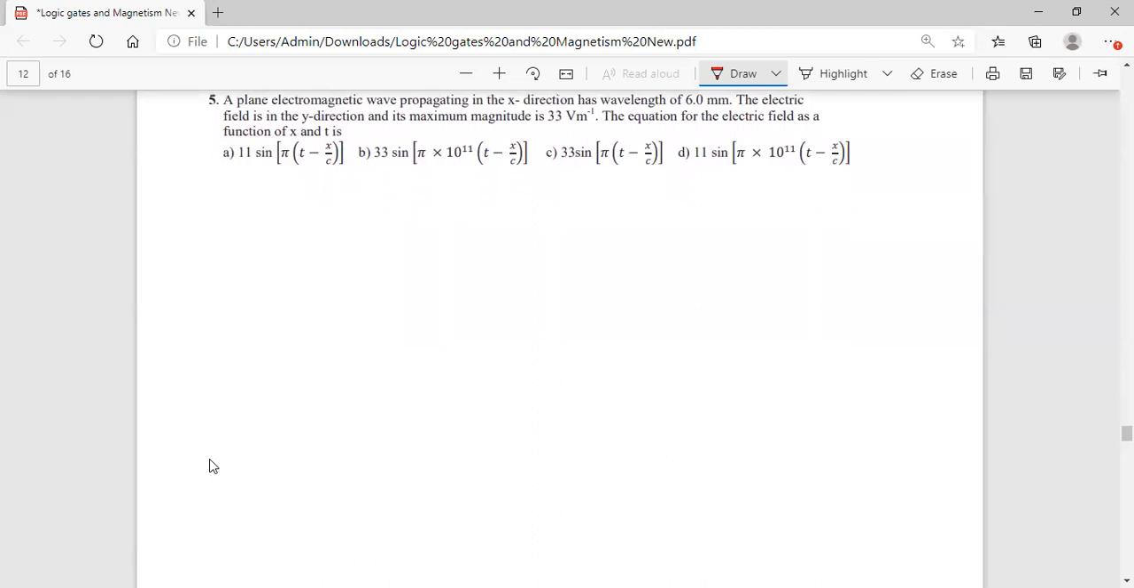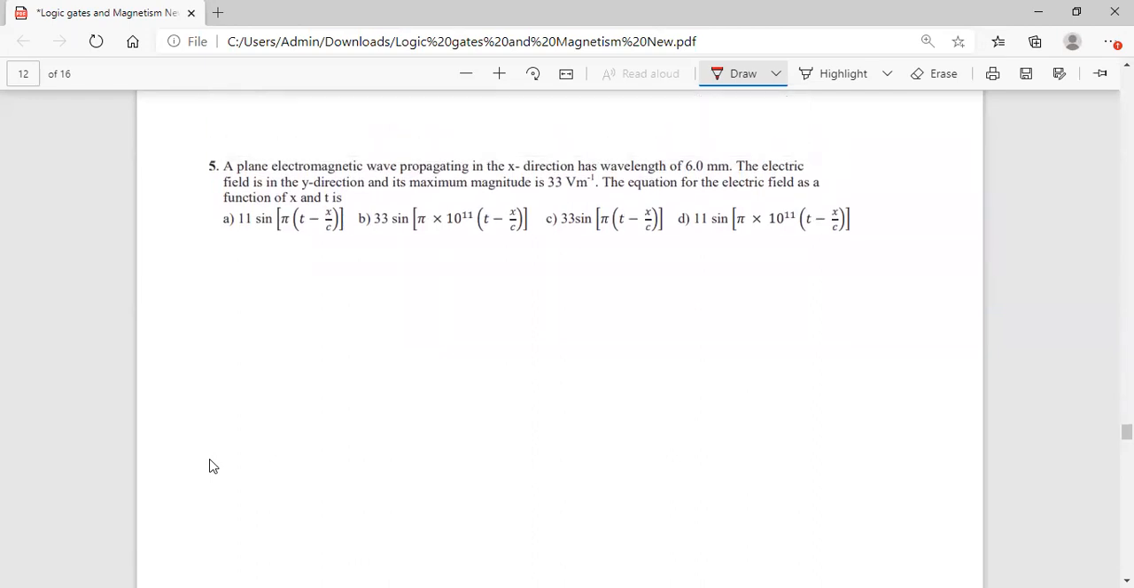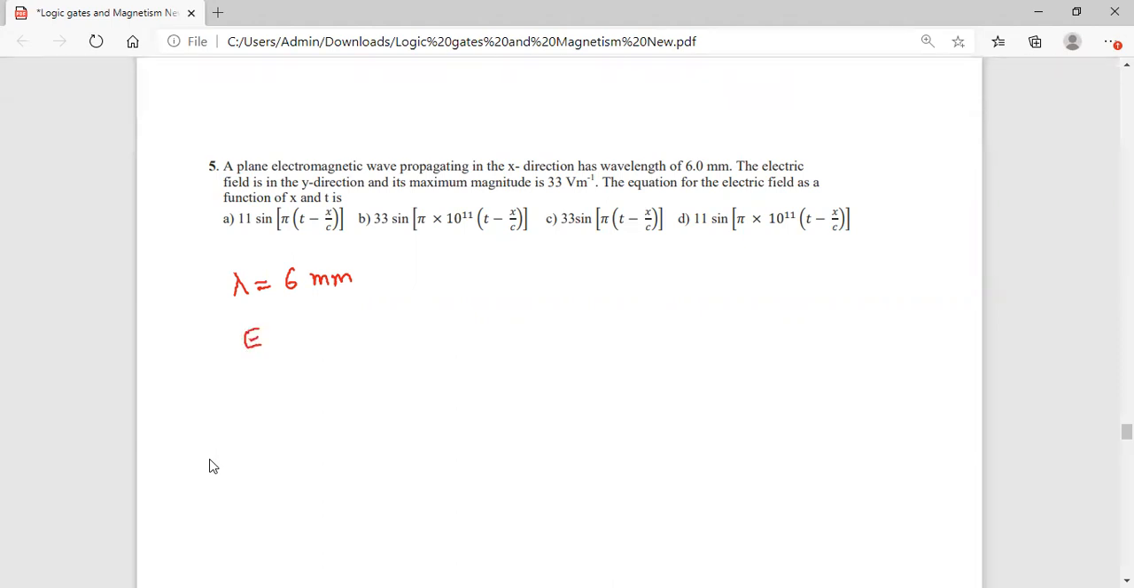Next problem. Fifth one. A plane electromagnetic wave propagating in the x direction has wavelength 6 mm. Lambda is equal to 6 mm. The electric field is in the y direction and its maximum magnitude is 33 volt per meter. So maximum magnitude means E naught. E naught is equal to 33 volt per meter.